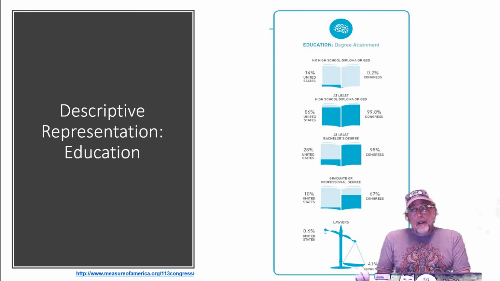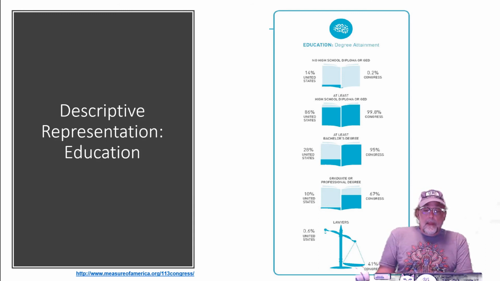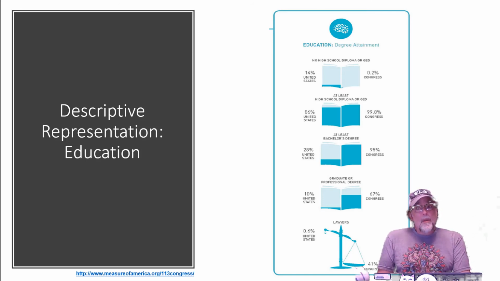I mean, there are a lot of lawyers and other professional folks who are serving in Congress, a lot more than we would find in the general public. In fact, 41% of Congress is made up of lawyers, while lawyers as a population make up less than 1% of the entire U.S. population. There's an overrepresentation of lawyers, of people with graduate degrees, of people with college degrees, even people with high school degrees.